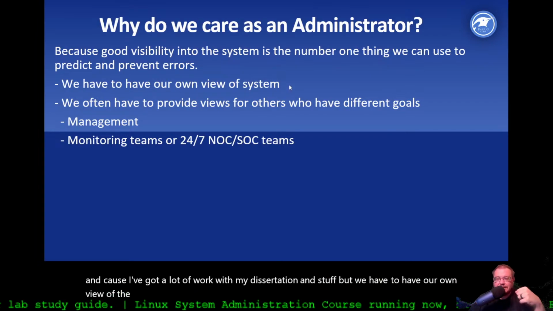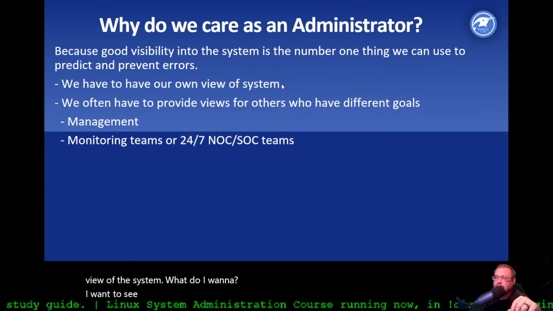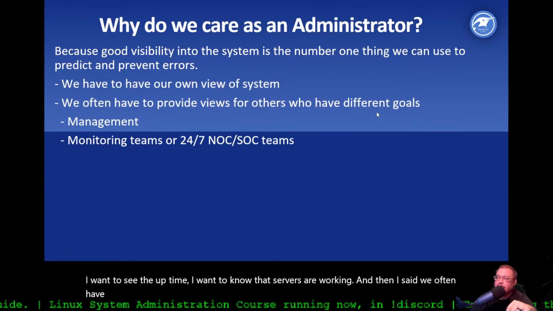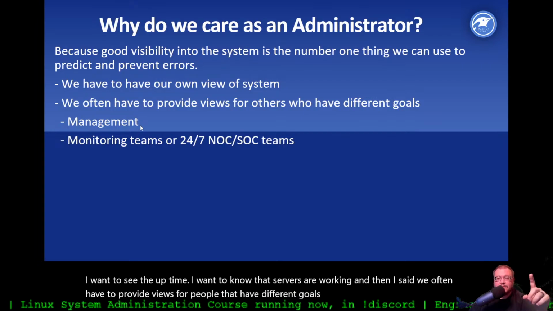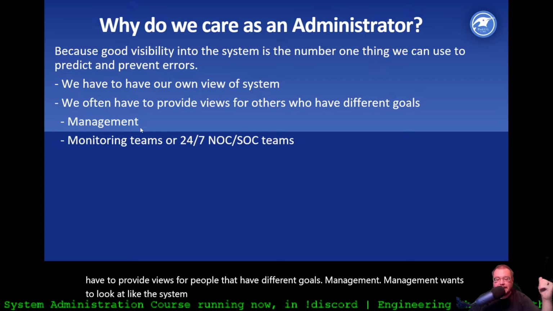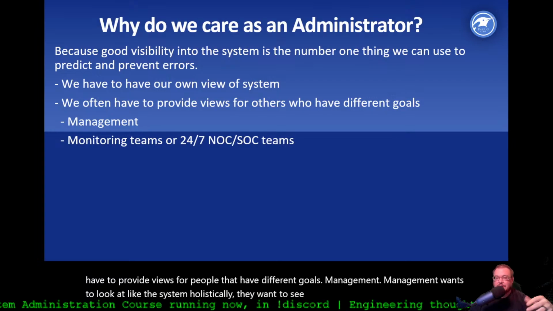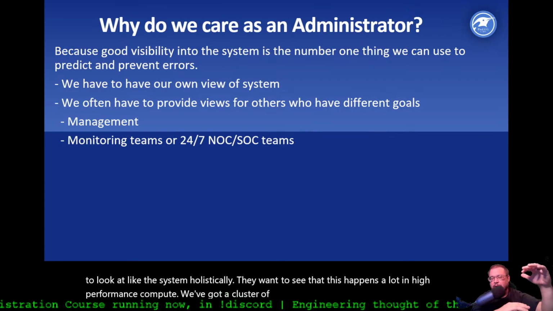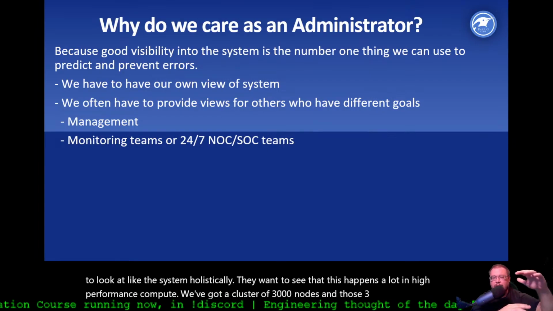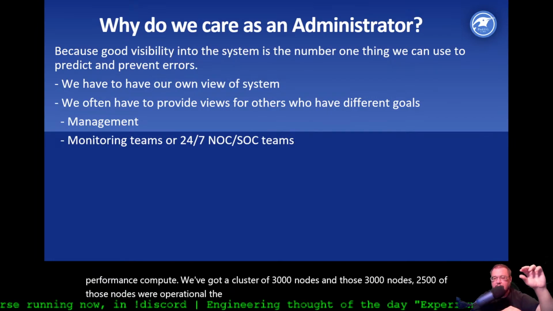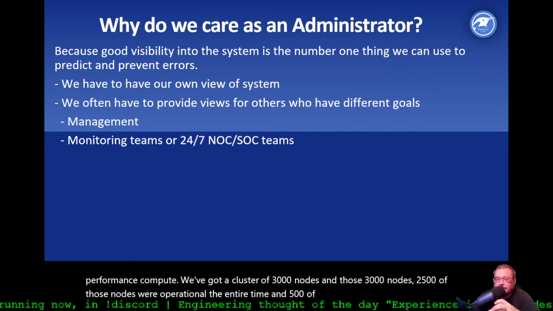What do I want to see? I want to see the uptime. I want to know that the servers are working. And then, as I said, we often have to provide views for people that have different goals. Management wants to look at the system holistically. This happens a lot in high-performance compute. We've got a cluster of 3,000 nodes, and of those 3,000 nodes, 2,500 were operational the entire time, and 500 of those nodes were in some other state.